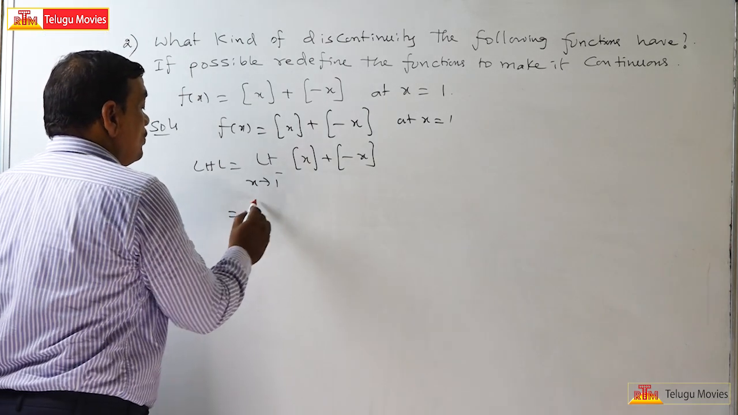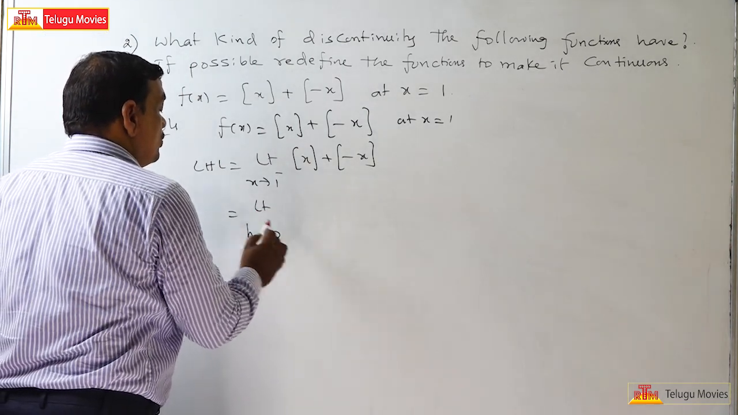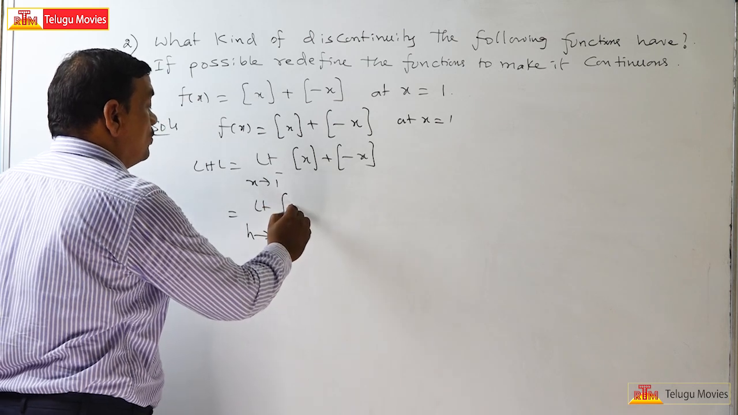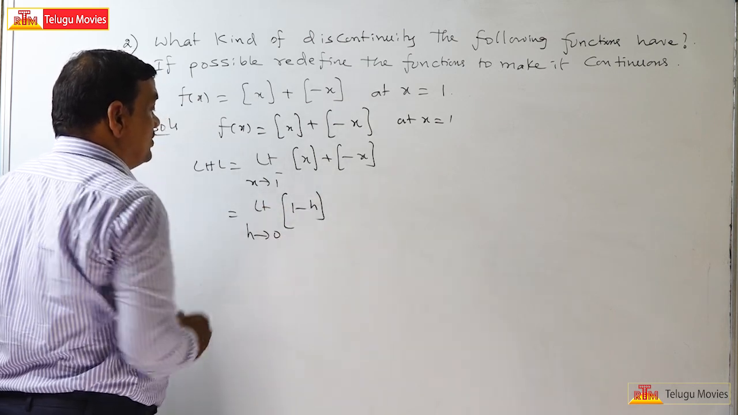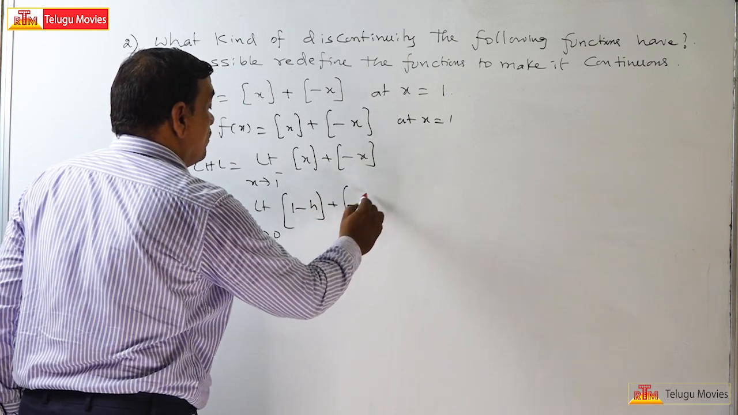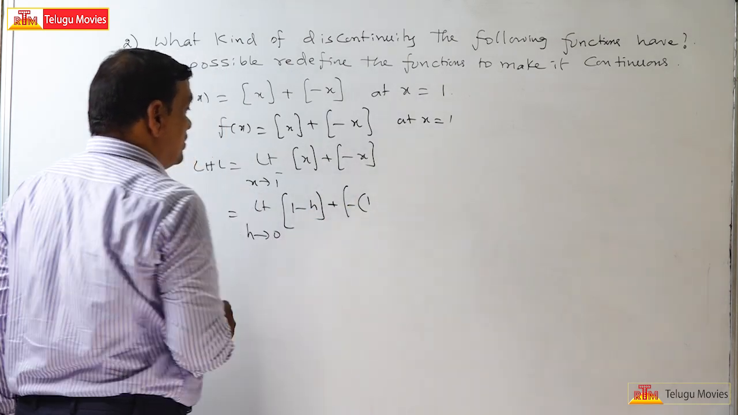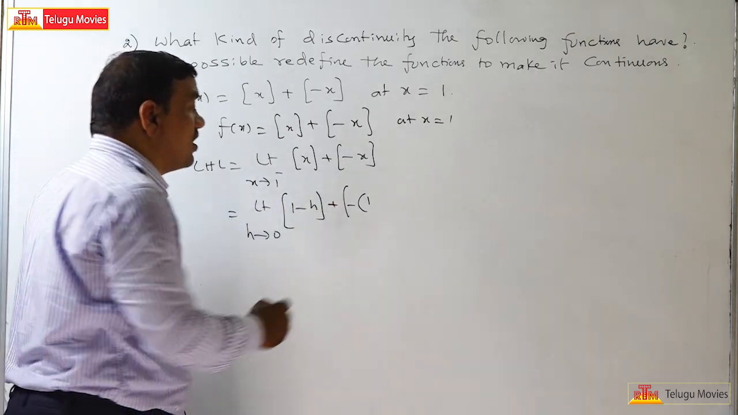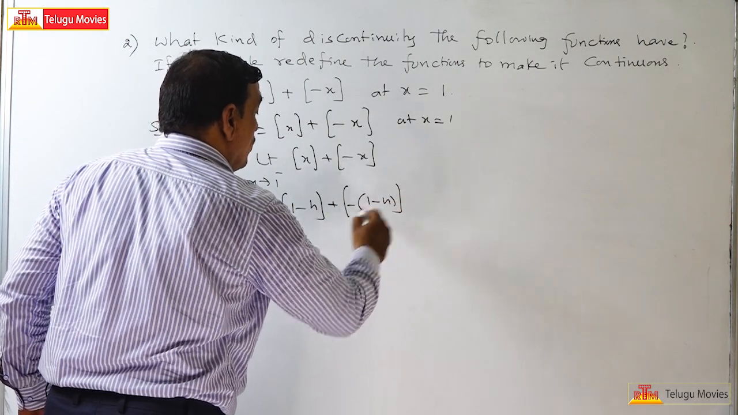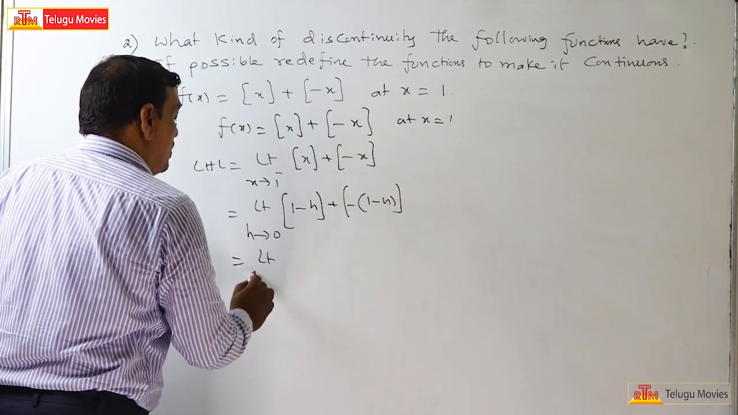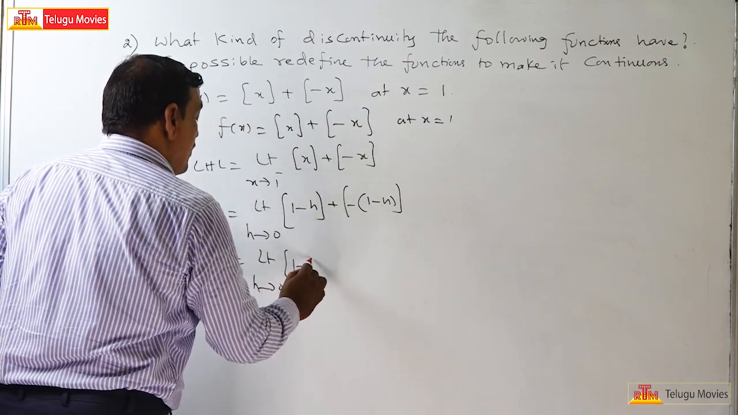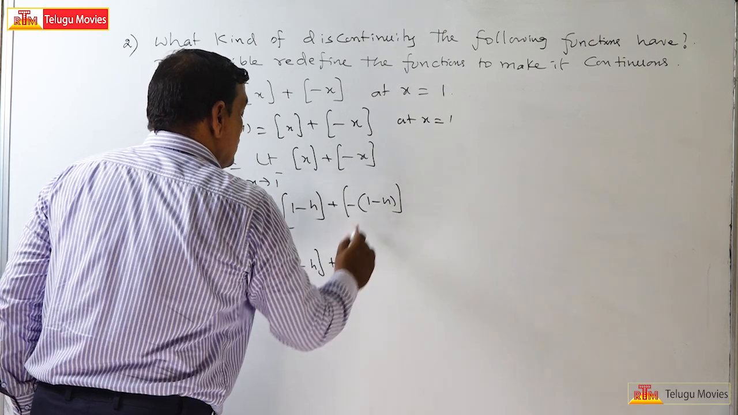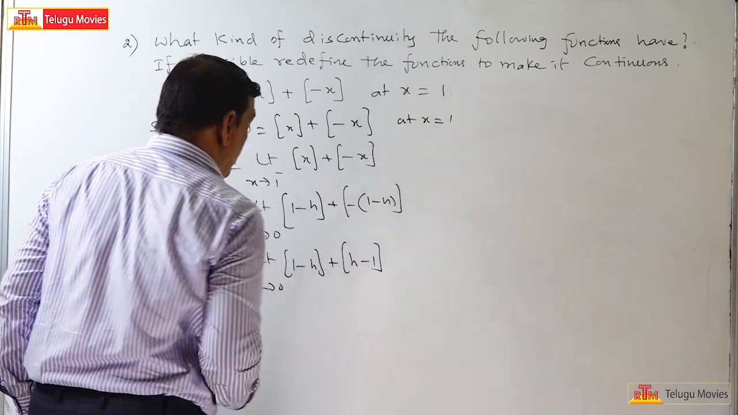So this is equal to limit h tends to 0. In place of x we will substitute 1 minus h. So this is equal to limit h tends to 0, step of 1 minus h plus step of minus of 1 minus h, so this is equal to step of h minus 1 we will get.